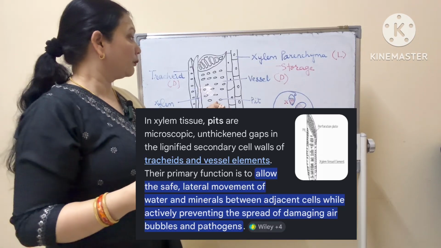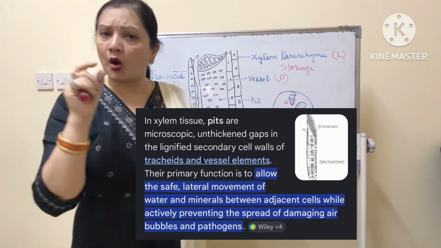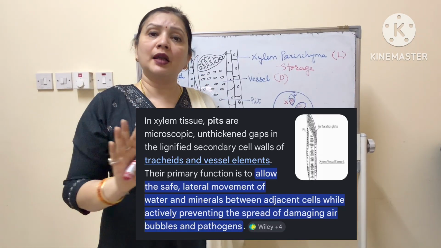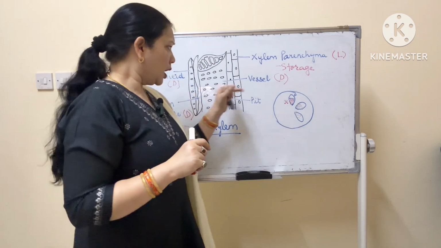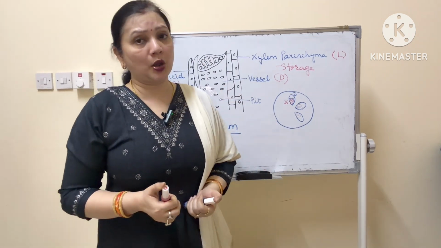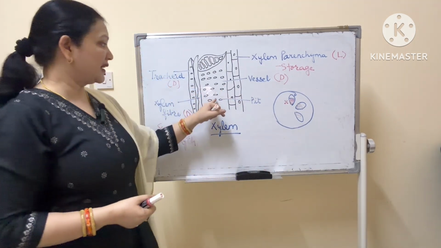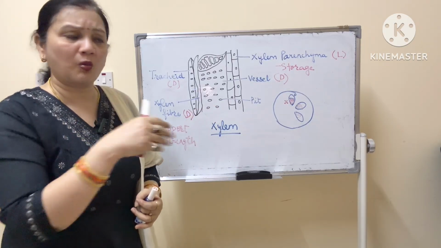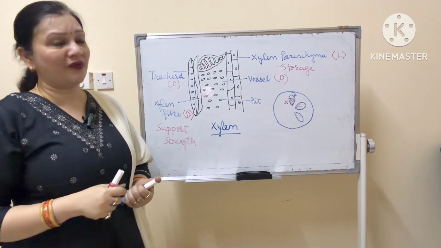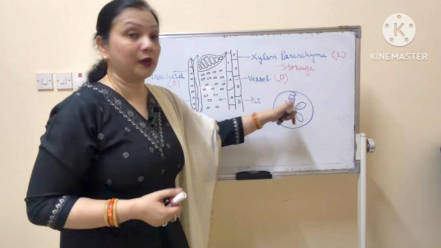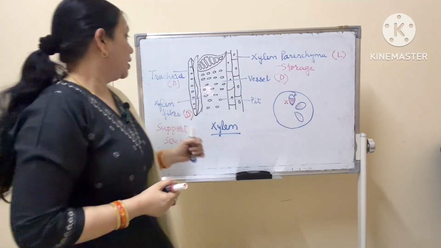In the same way, from the pit, a small amount of water keeps coming out, and the entire nearby cells also keep on getting water. So these pits allow a small amount of water to keep going out of the xylem and provide water to the nearby tissue.